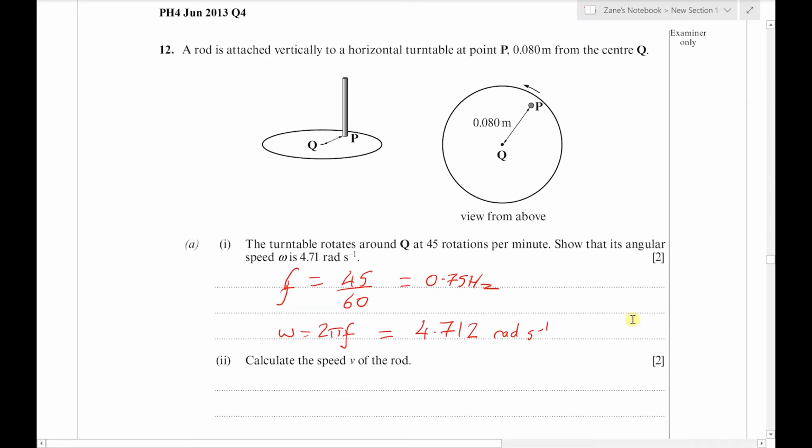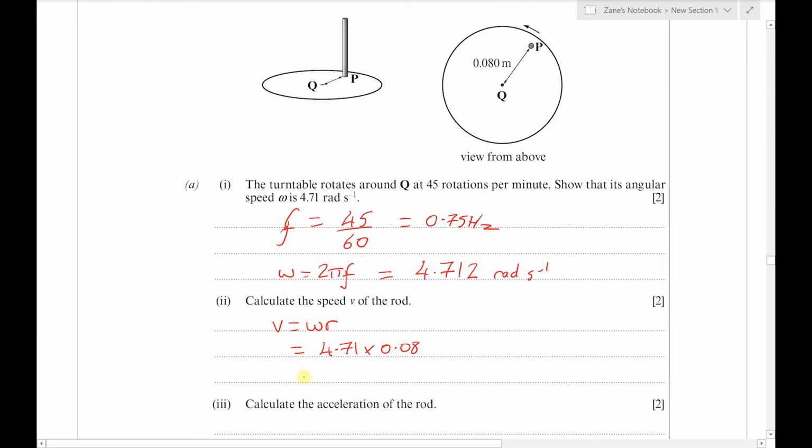Next, we're asked to calculate the speed of the rod. This is a very simple question where we can use the formula from the data book that the speed of the rod is omega times r. Omega is the 4.71, and r here is 0.08 meters. Put that into the calculator and we'll see what we get. 0.377. I'll stick to 3 significant figures here. And don't forget the unit of meters per second.